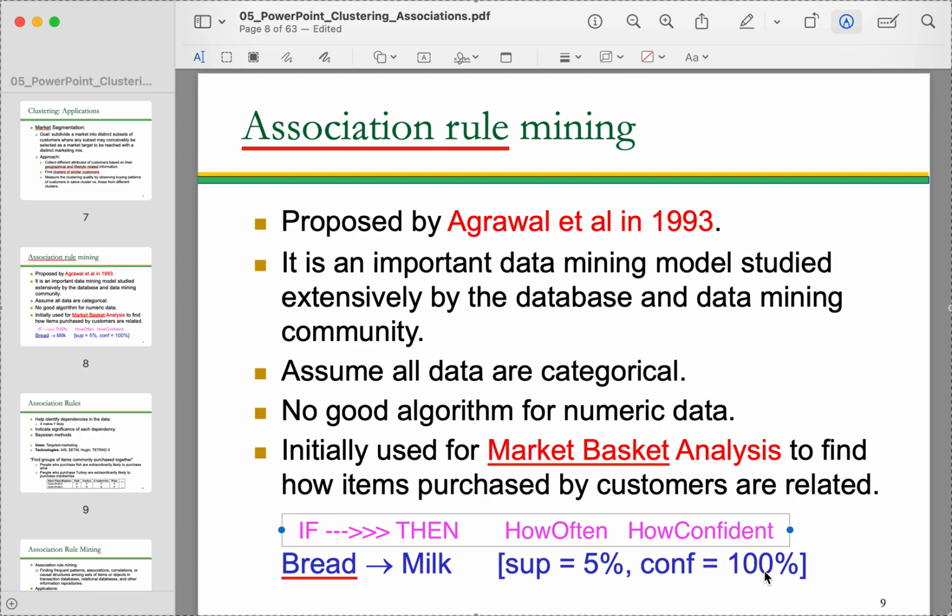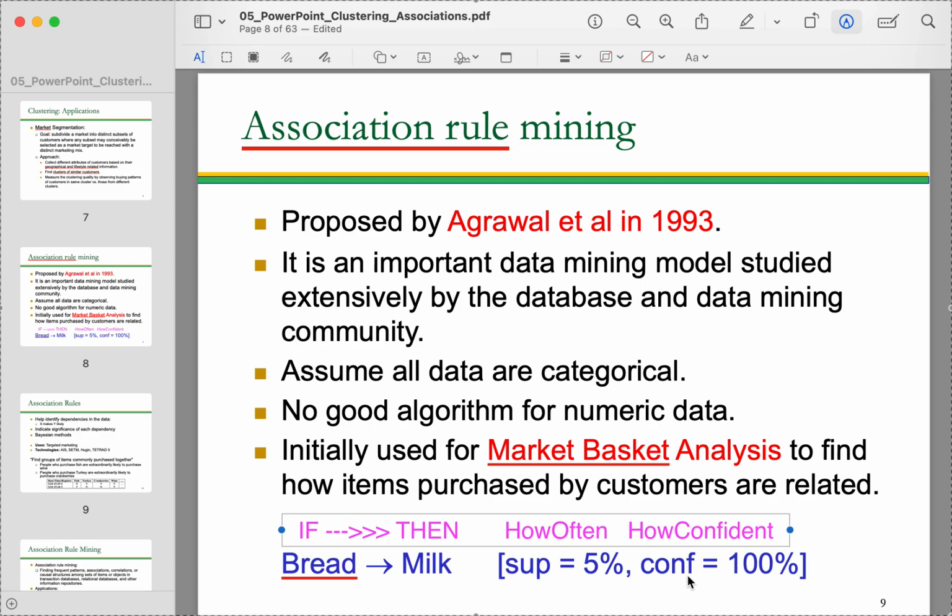number other than 100. So let's say somebody came, bought bread and fruits. Out of the 5 transactions, 4 of them have bread and milk, and 1 of them has bread and fruit. Then support will still be 5, but the confidence would be 4/5. So how much is that? Instead of 100%, it's going to be 80%.